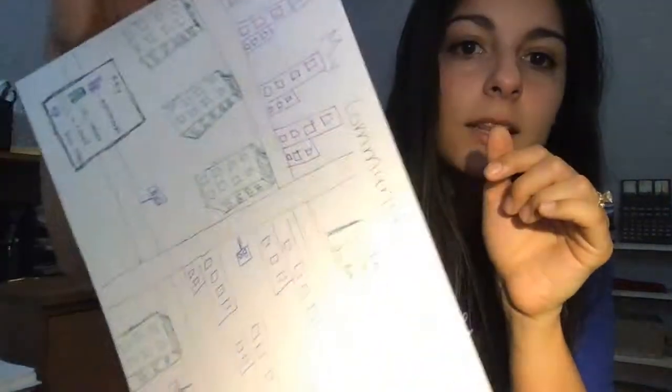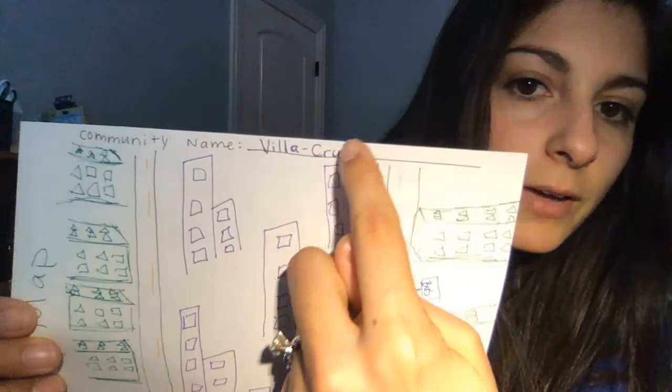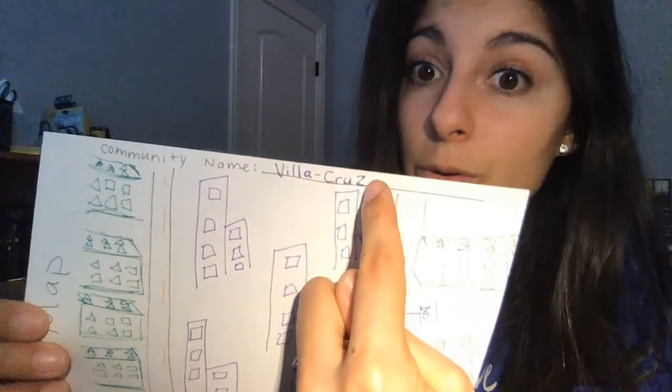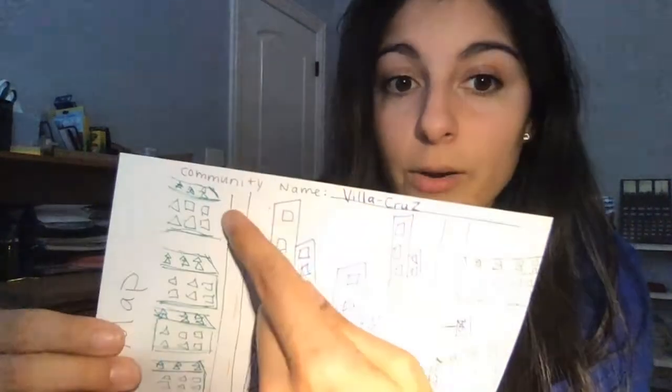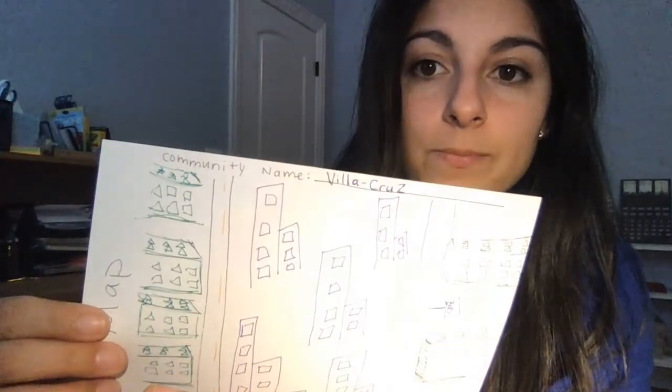Then turn it this way and you're going to write community name, and make sure you have the name of your community. I named mine Villa Cruz. What did you name yours? You did that yesterday. Go ahead and write community name and then write the name that you came up with. Okay, you should have that down by now because you should have stopped the video and done that.